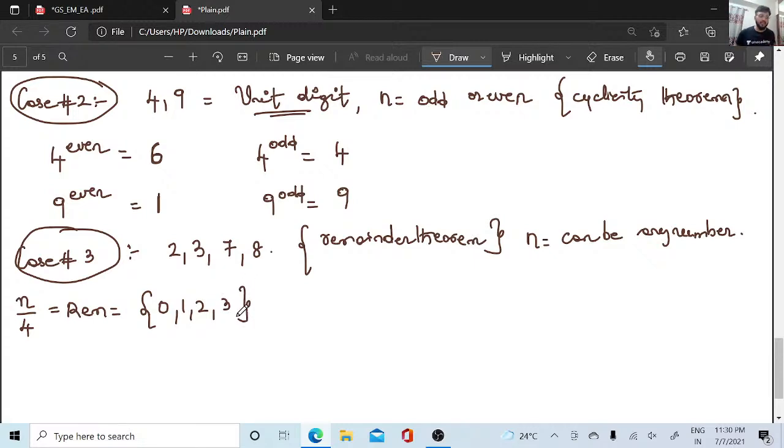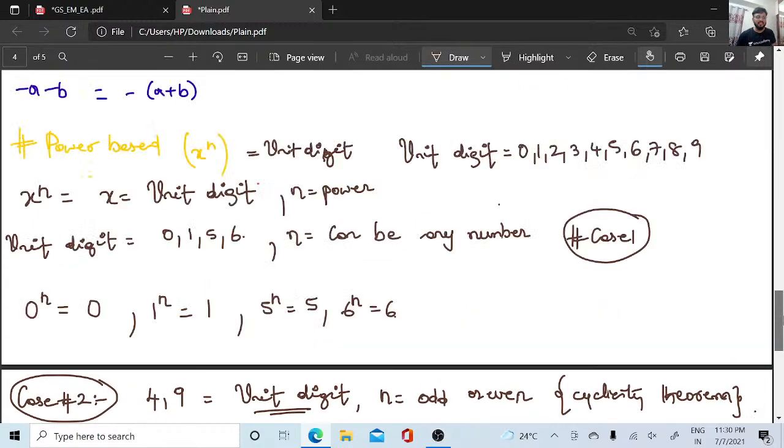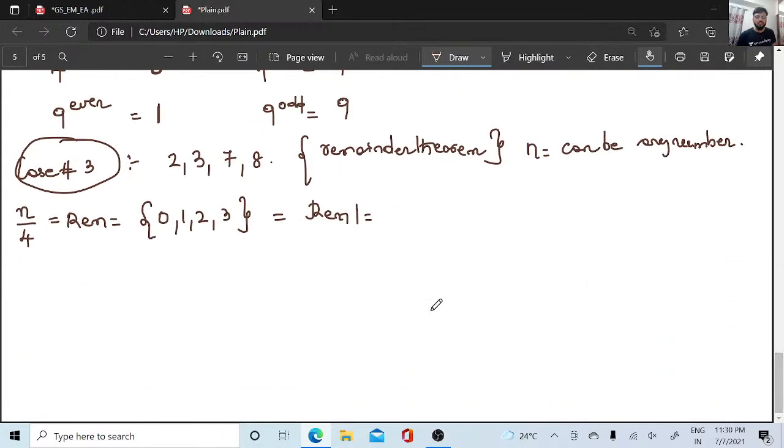So whatever the remainder is, if I am getting a remainder as 1, then it is going to be x power 1. What is x, people? X is nothing but my unit digit, the unit digit of the particular number. So if I have a number 735, here 5 will be my x.